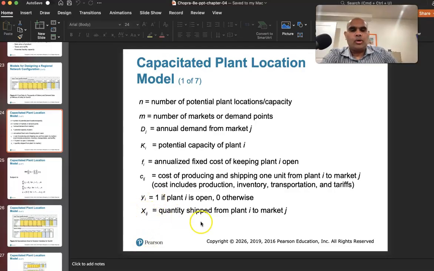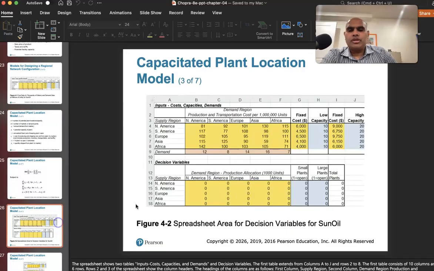Now, Xij is the quantity shipped from a particular plant to a particular market. Now, the thing to keep in mind is that if you're not opening a plant, then you're not going to be able to ship anything from there. But the idea is that we'll make all of these decisions together. That's the thing that you get out of the capacitated facility location model, right? It is a really good model for you to be able to make multiple decisions of plant location and also figuring out how much capacity is being used and what kind of demand locations you're going to go to. All of that can be figured out in a single model. And that's the usefulness of this particular model, right?